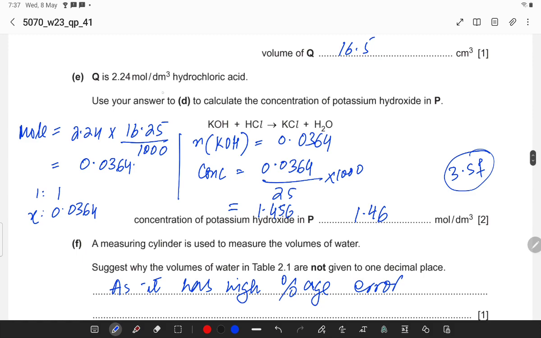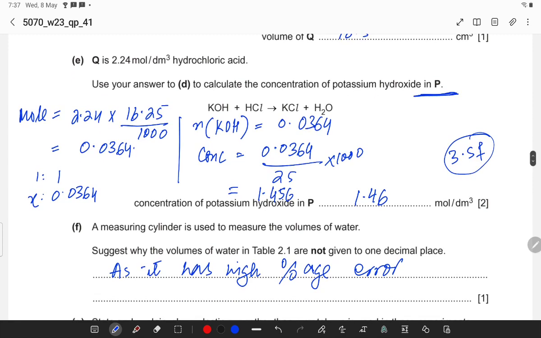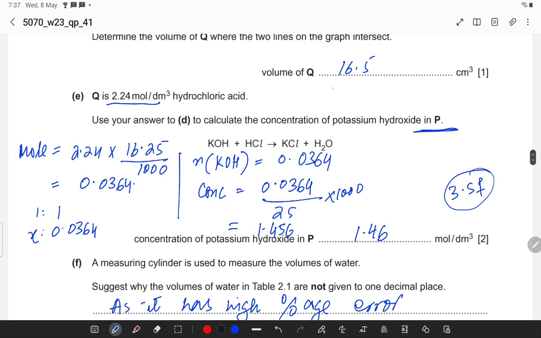Q is 2.24 mol per dm³ hydrochloric acid. Use your answer to D to calculate the concentration of potassium hydroxide in P. So first calculate the moles of hydrochloric acid. This is the concentration, and 16.25 is the volume of acid used, the volume of Q used. So moles is equal to concentration into volume over 1000, volume in cm³ always. So we get 0.03 mol of HCl.